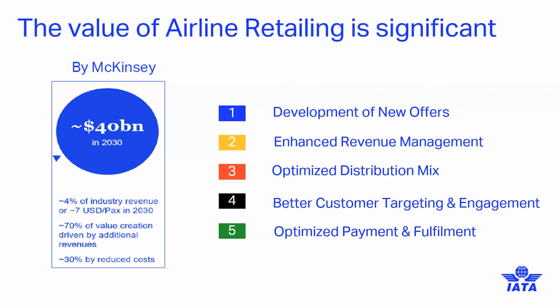Of course, these are industry average numbers, and it will vary from one airline to another depending on their retailing strategy. But in general, airlines can achieve this potential from the following building blocks: the development of new offers, the enhancement of revenue management, an optimized distribution mix, better customer targeting and engagement, and last but not least, as we mentioned, payment is critical, by optimizing the payment and fulfillment. So these are the areas where the industry can achieve value out of airline retailing.